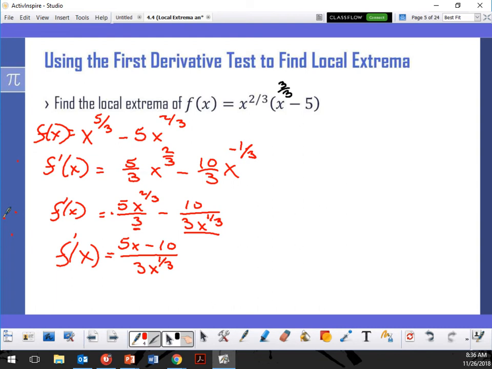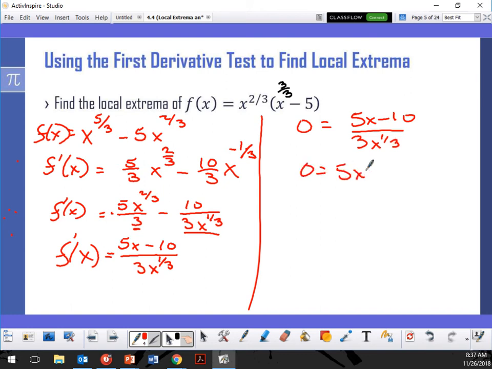All right, so now set this equal to 0. So I'm going to go over here. 0 equals 5x minus 10 over 3x to the 1/3. I like fractions because I can get rid of the bottom. Multiply both sides by 3x to the 1/3, right? And when I multiply that by 0, it just goes away. So now I got 0 equals 5x minus 10. x is not equal to 0. Add 10 to both sides, divide by 5, so I get x is 2, right?